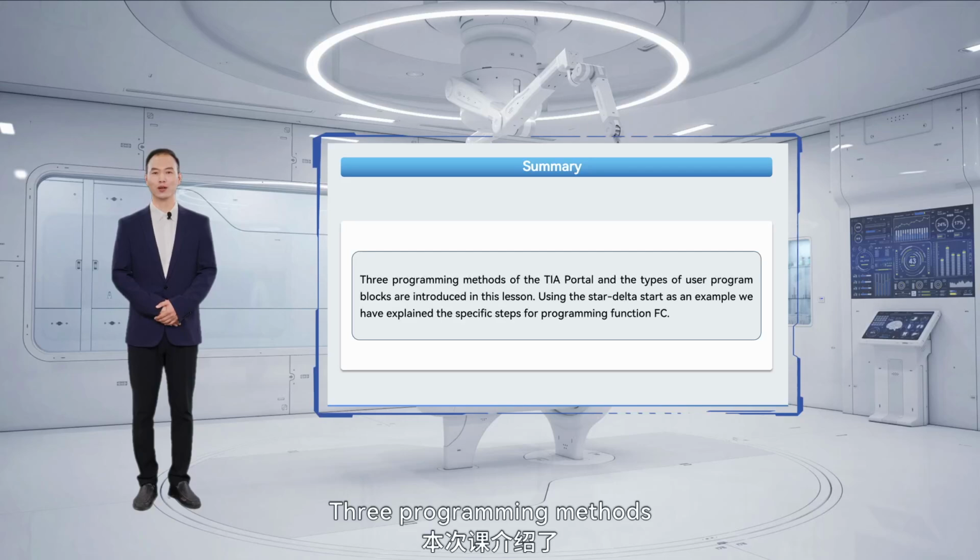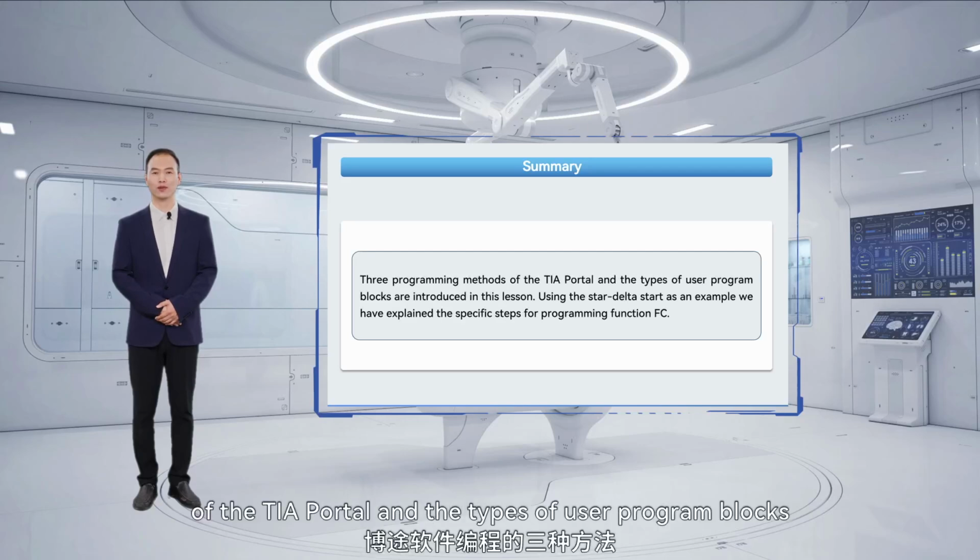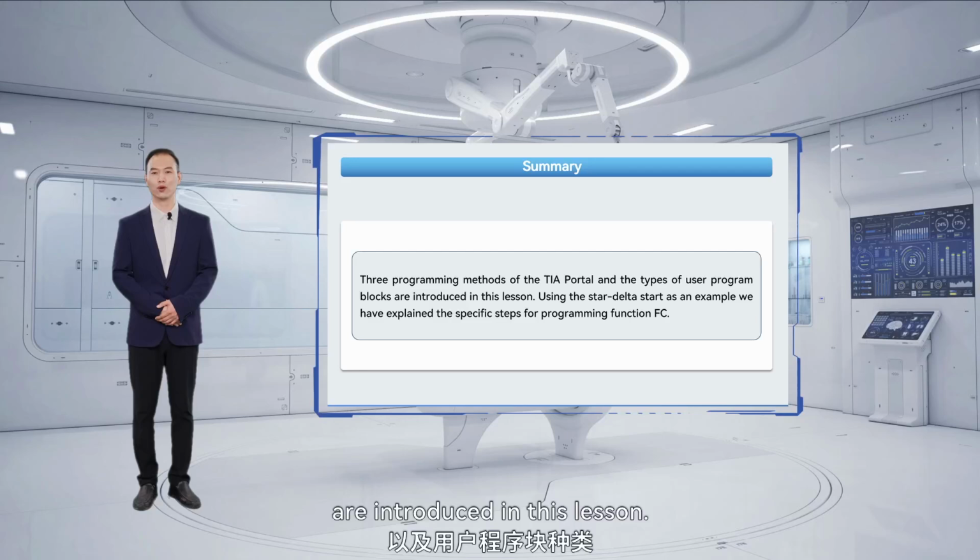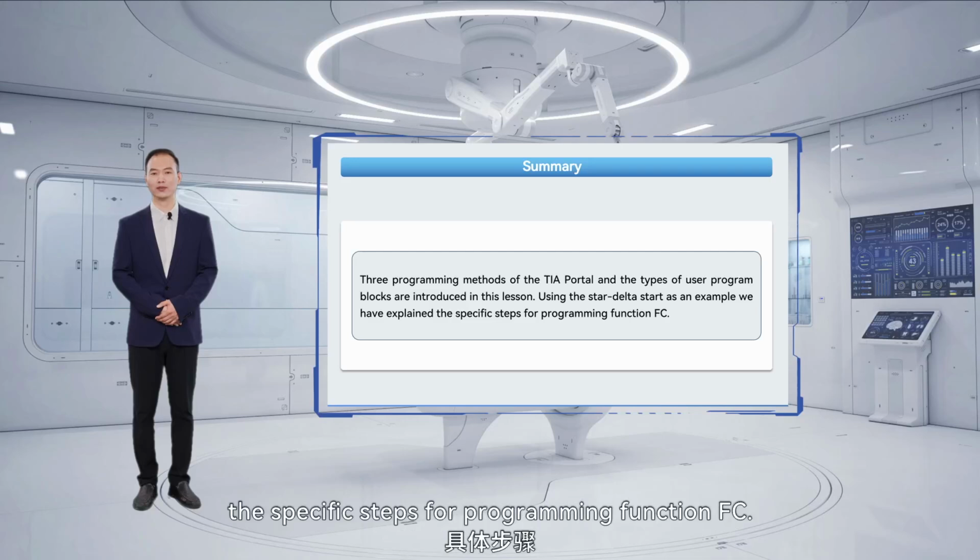3 programming methods of the TIA portal and the types of user program blocks are introduced in this lesson. Using the star-delta start as an example, we have explained the specific steps for programming function FC.